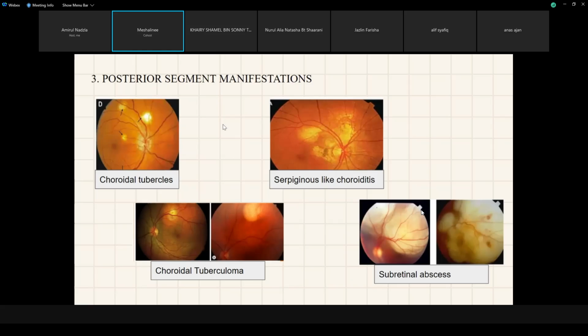They are chronic, progressive, recurrent inflammation that primarily involves the choroid and progresses to involve the retina secondarily. And this lesion usually begins at the peripapillary area and spreads centrifugally. And then we have the choroidal tuberculoma as well as the subretinal abscess. Next.